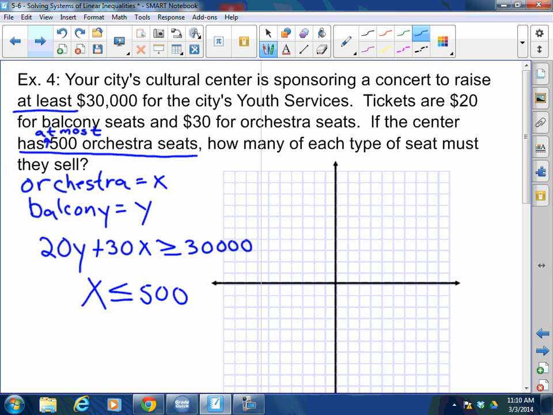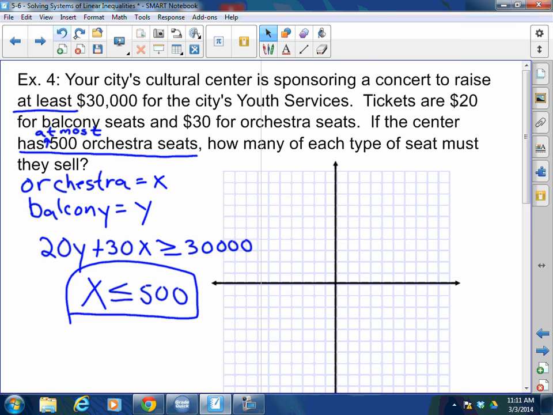This confused you guys. Why? I thought you would plug in 500 to the X. No, if I plug in the 500 to this X, that means that I for sure sold 500 of them. That's not what they said. They said if the center has at most 500 orchestra seats, that means orchestra seats must be less than or equal to 500, no? Does that make sense? Okay, so now you have your two equations.